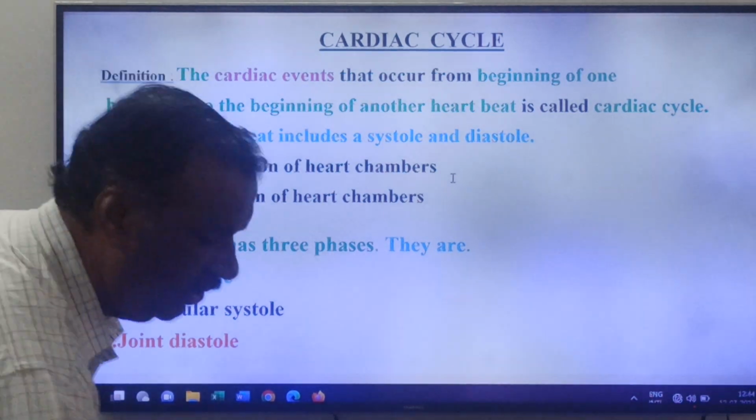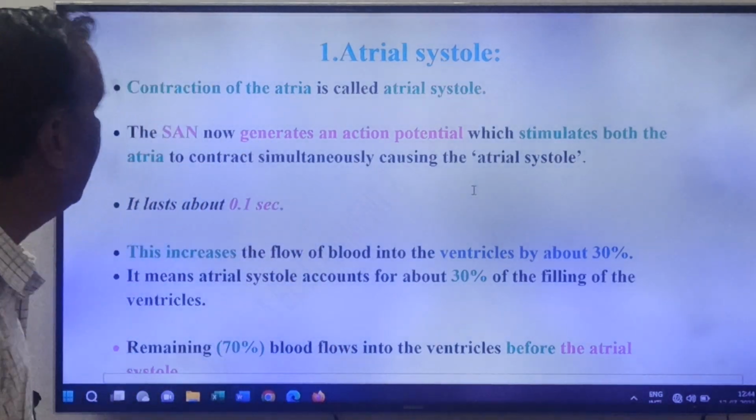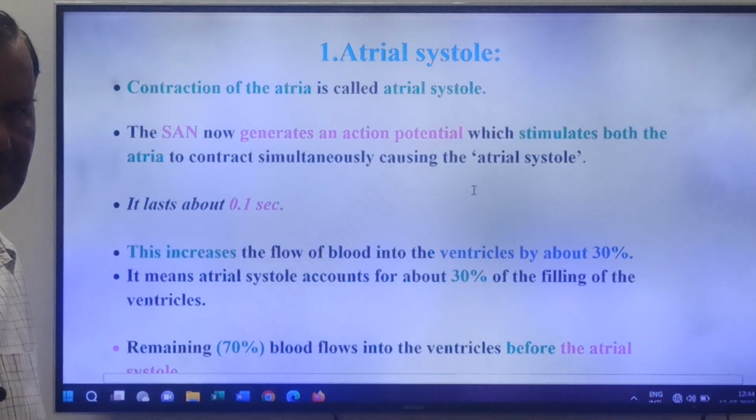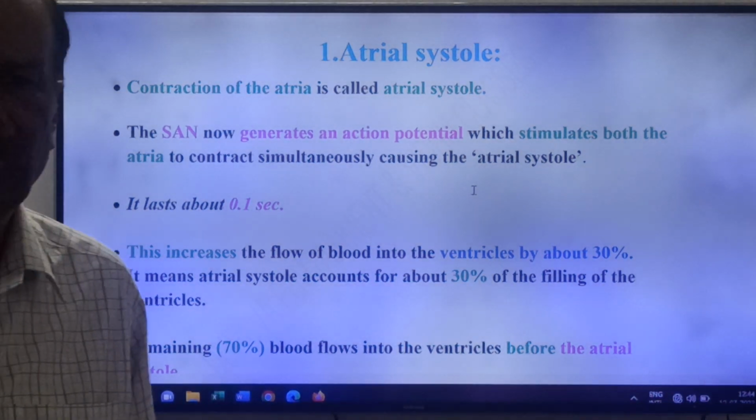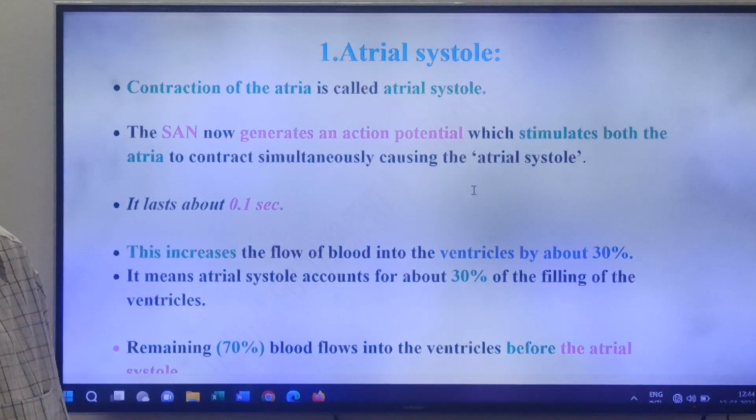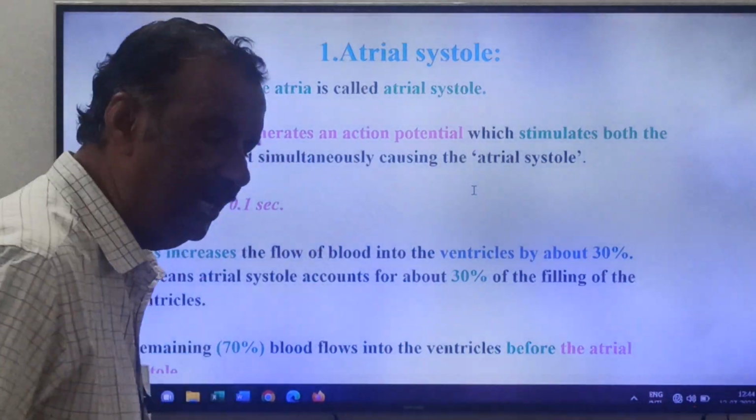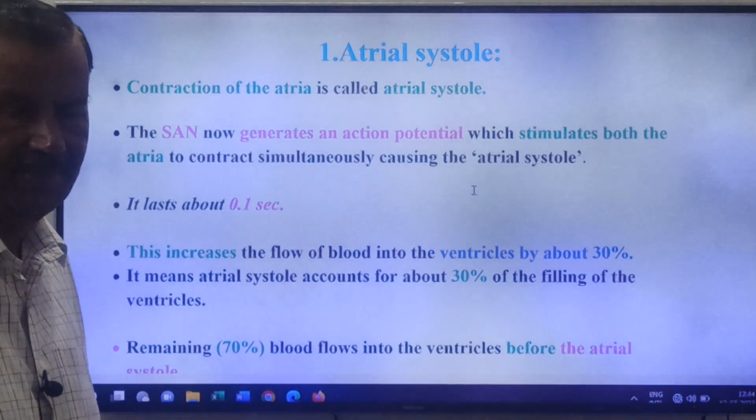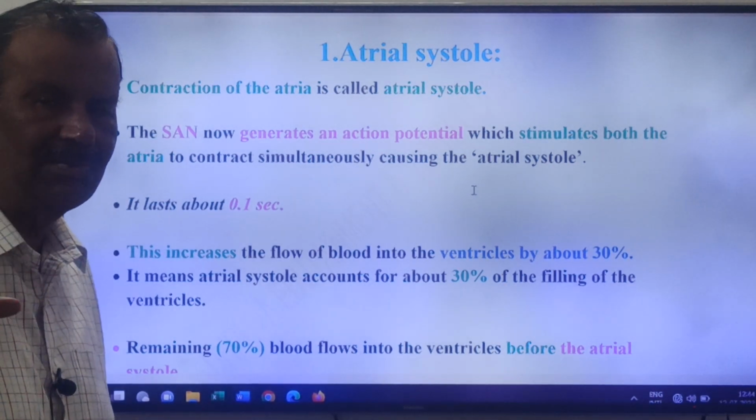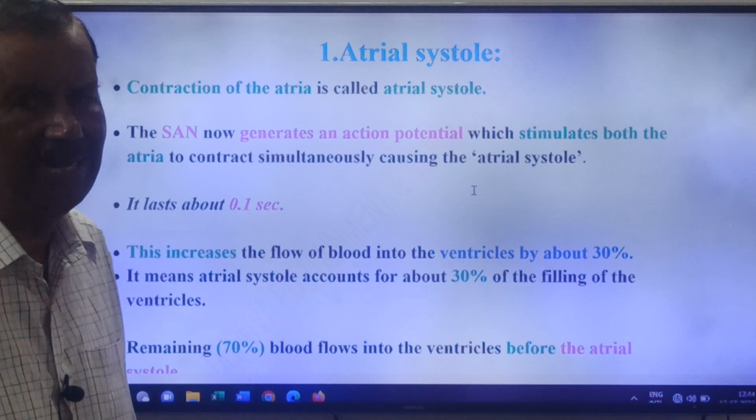Okay, friends. Now we'll go into detail about these 3 phases. First we'll take atrial systole. You know, friends, the atria are the upper two chambers. The right atrium receives impure blood from the body, and the left atrium receives pure blood from the lungs. The contraction of these two atria is called atrial systole. When the atria contract, blood enters into the ventricles.